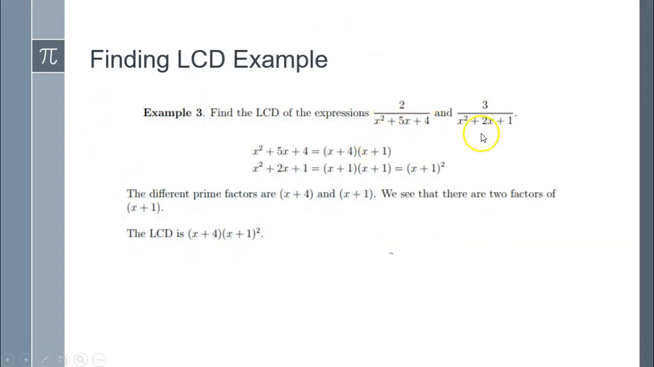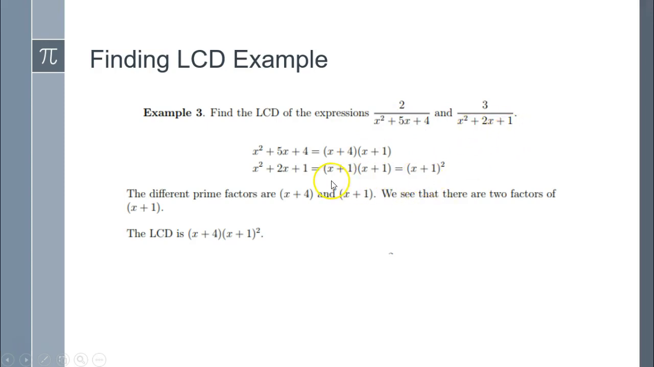So here I factor, I'm just finding the least common denominator here. I'm not going to finish the problem out. I'm just looking for the least common denominator between these two fractions. I factor the x squared plus 5x plus 4. I factor the x squared plus 2x plus 1.